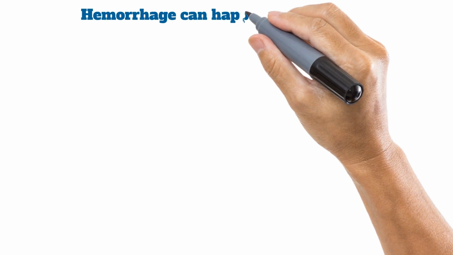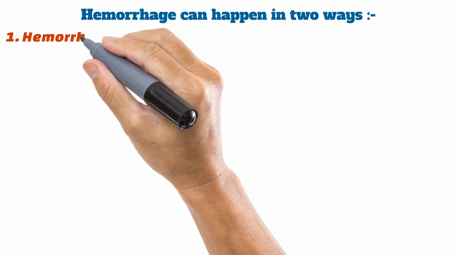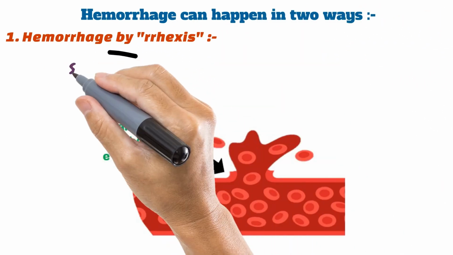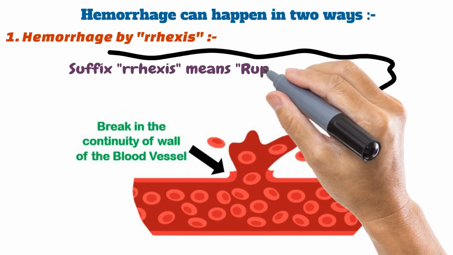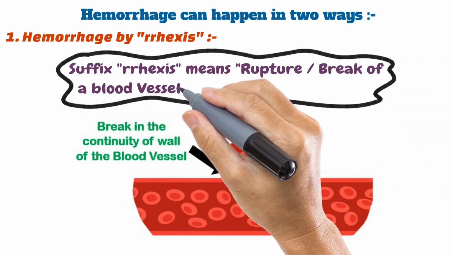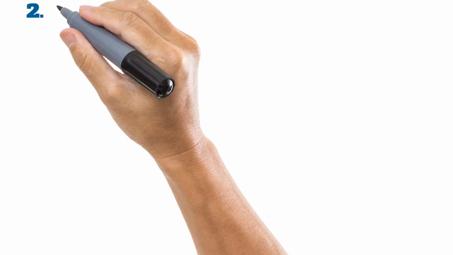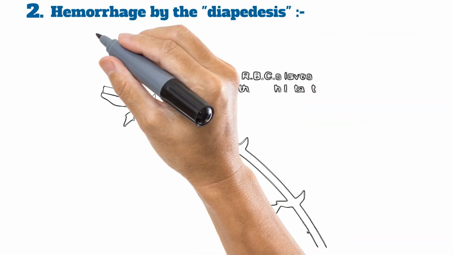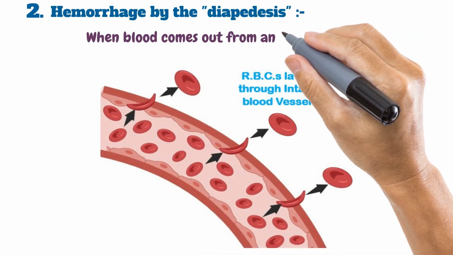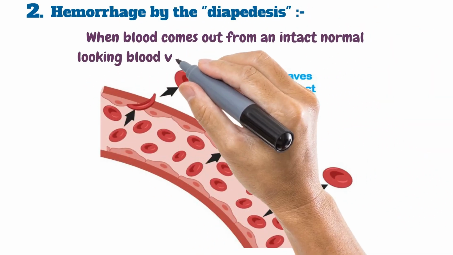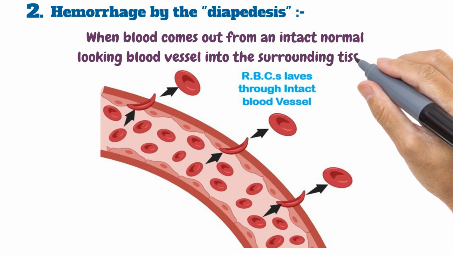Hemorrhage can happen in two ways. First is hemorrhage by Rrhexis. Here the suffix Rrhexis means rupture or break of a blood vessel, and it leads to hemorrhage. And the second way is hemorrhage by Diapedesis, when blood comes out from an intact, normal looking blood vessel into the surrounding tissue.